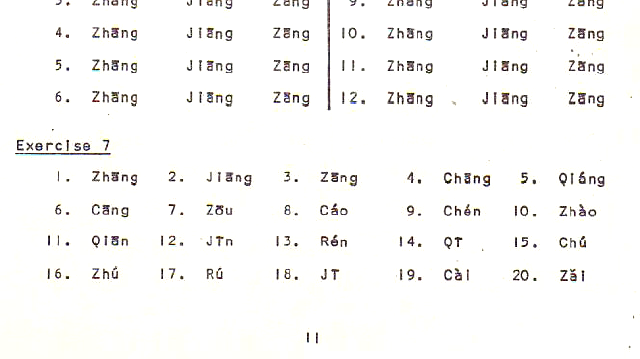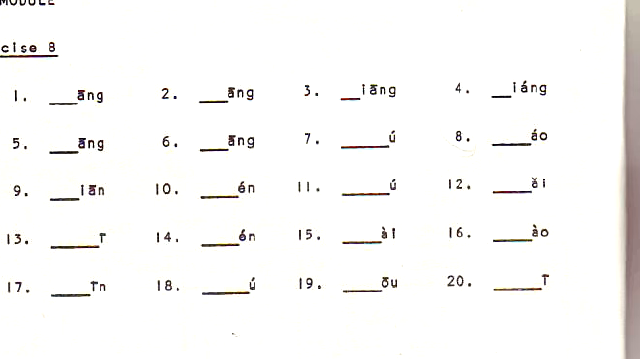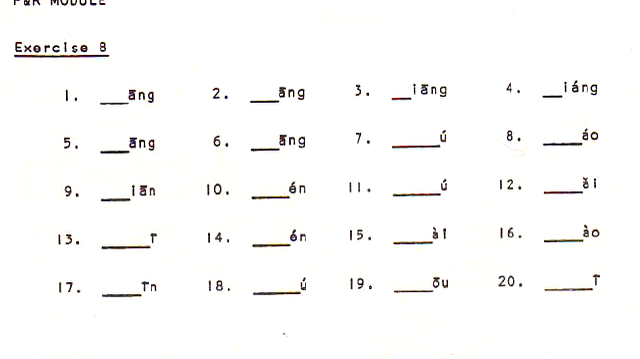Exercise 8 is a dictation exercise. Try filling in the blank of each surname, repeating as you do so. I'll give you the correct answers as we go.